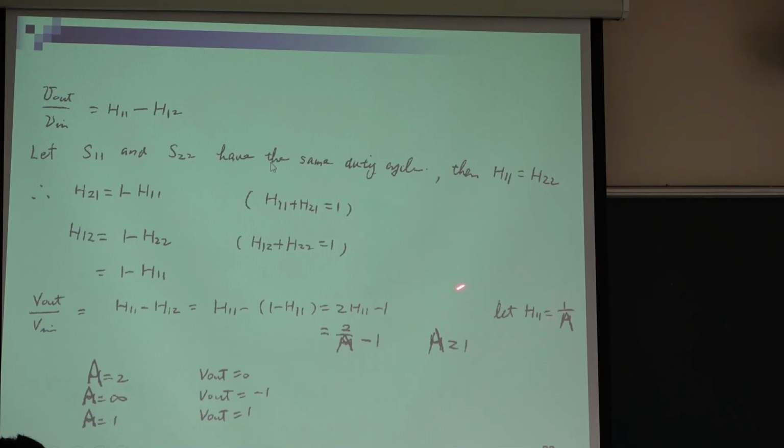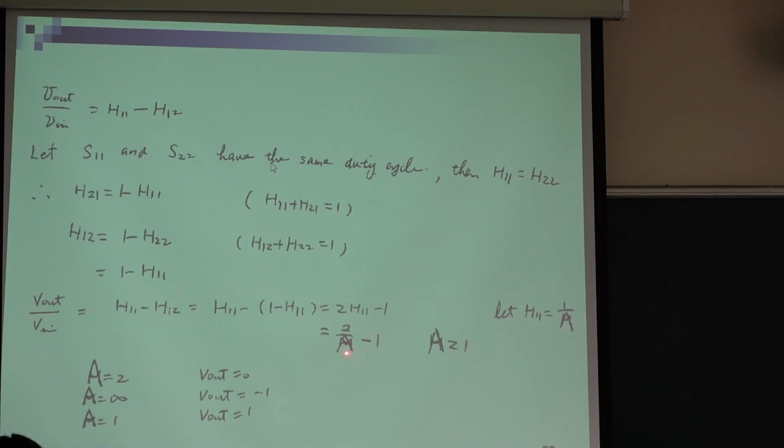So we already learned H11 has amplitude 1 divided by A. If duty cycle is 0.5, A is equal to 2, right? So we can say H11 is 1 divided by A. This is twice, so 2 divided by A. This is minus 1, copy, minus 1. So what is A? A could be 1, A could be 2, A could be 3, but A cannot be 0.5. A is always larger than 1.